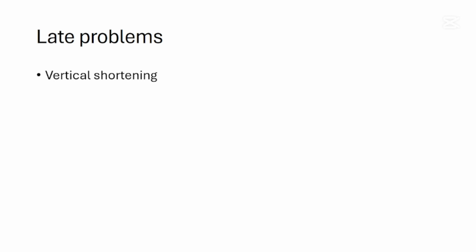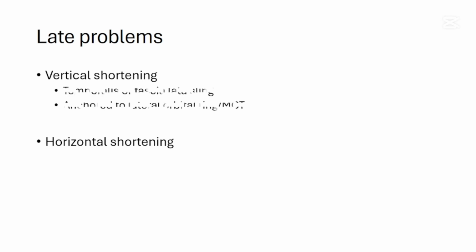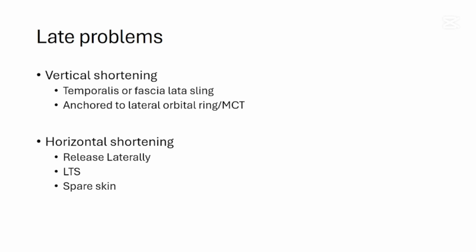Late, you can have vertical shortening and horizontal shortening. If it's a vertical shortening, especially of the lower lid, what you can do is take a fascia lata or temporalis sling, and attach it under the eyelid. So this is kind of the lid margin. Then you can attach medially and laterally to the bone. And if it's horizontal, you can release the lid laterally, and make sure you don't cut the skin.